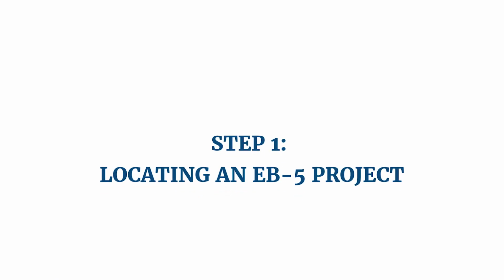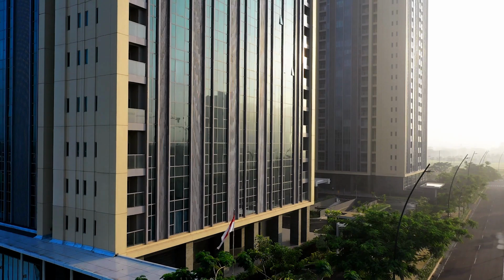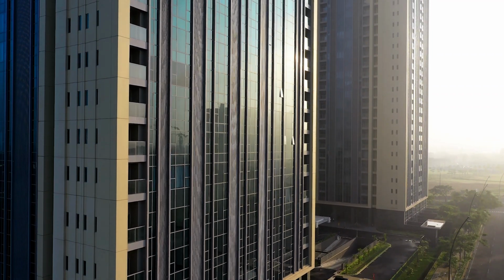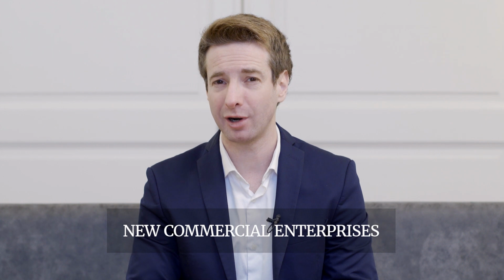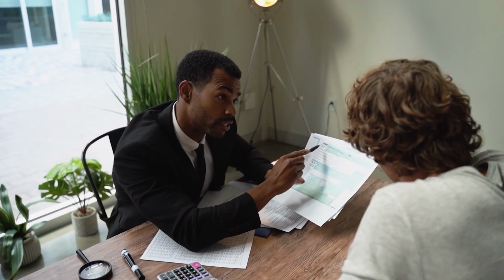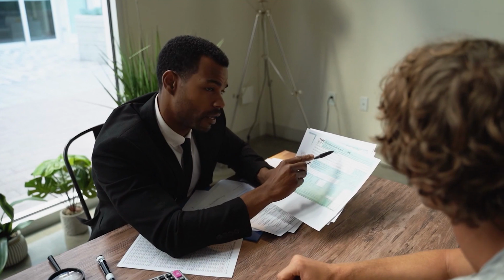Step 1. Locating an EB-5 project. The EB-5 applicant must first find a suitable business project to invest in. As we mentioned, EB-5 business projects generally take the form of either new commercial enterprises or regional center projects. Overseas migration agents often help EB-5 investors locate the project that best suits their needs. Applicants must also ensure that they meet accredited investors' income requirements in order to move forward with the EB-5 process.